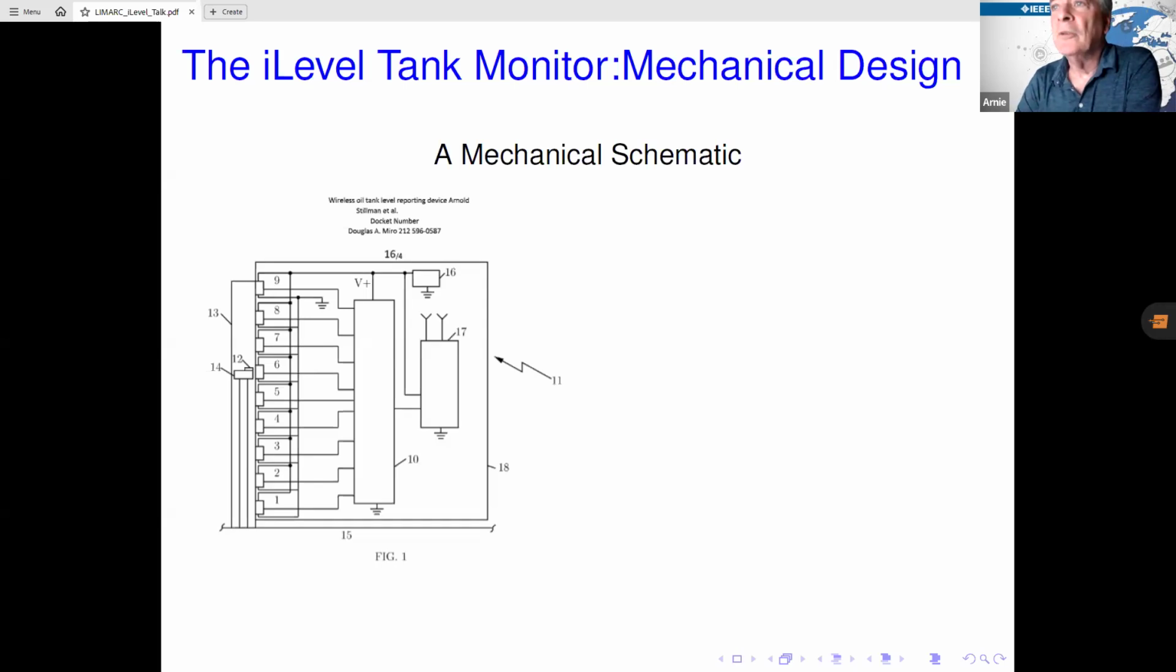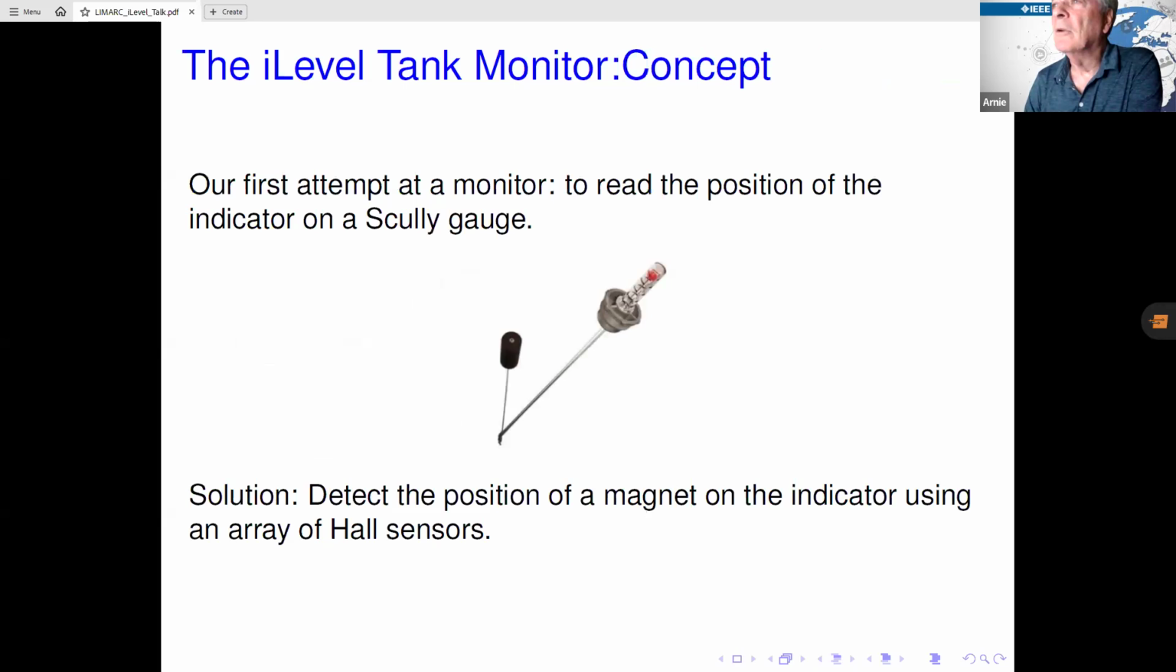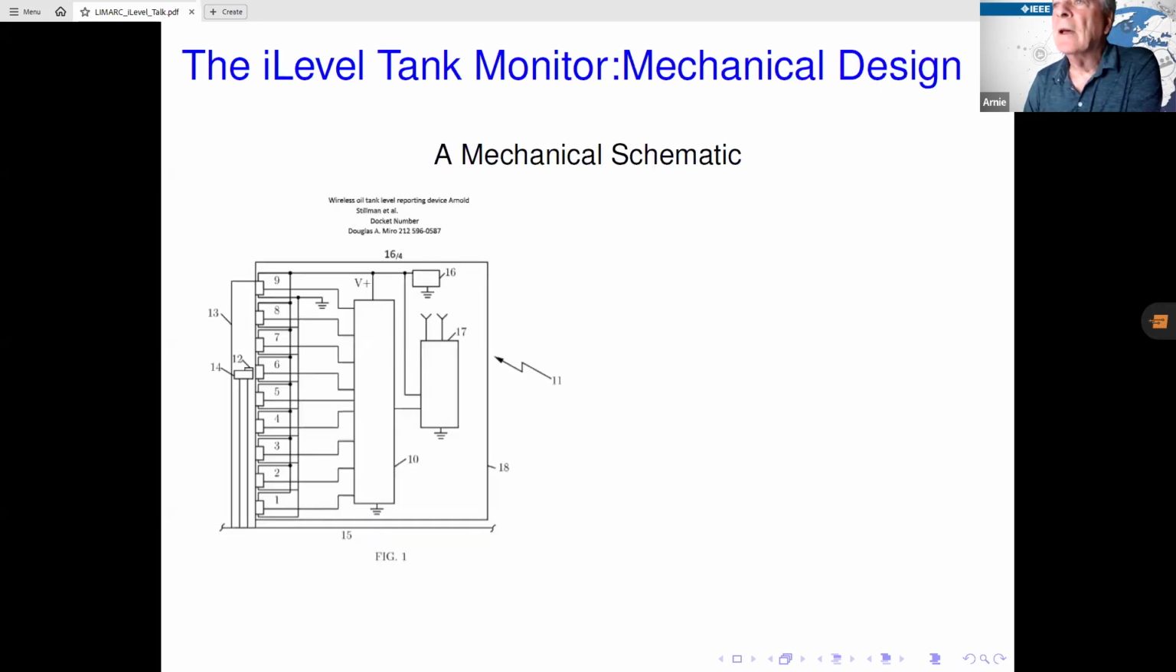You see the Hall effect sensors 1, 2, 3, 4, 5, 6, 7, 8, 9. In the Scully patent, they were reed switches activated by the magnet. So the idea was essentially the same. We just made it modern. 1 through 9 are the Hall sensors. Item 12 is the magnet. Item 14 is the red indicator. Item 13 is the cylinder, called the vial. That's the graduated cylinder. And then we have the electronics box, number 10, cellular electronics, number 17, and a power supply, number 16.